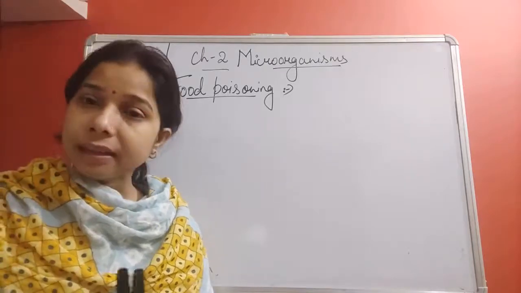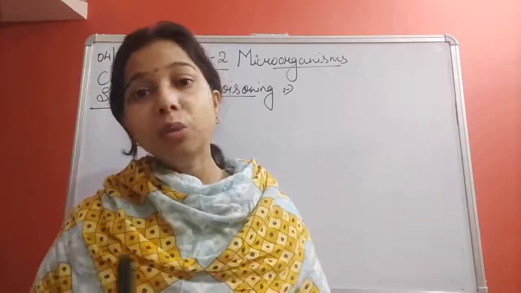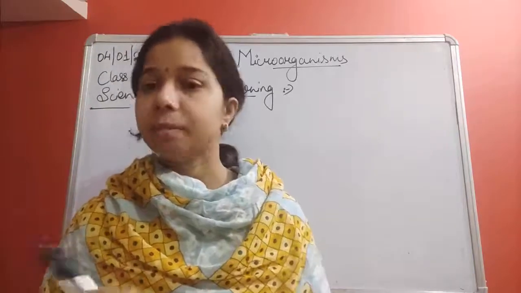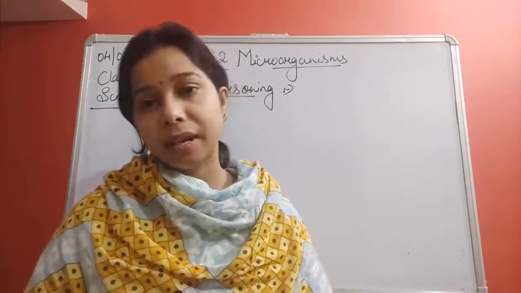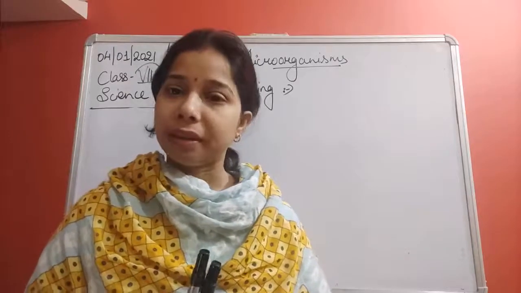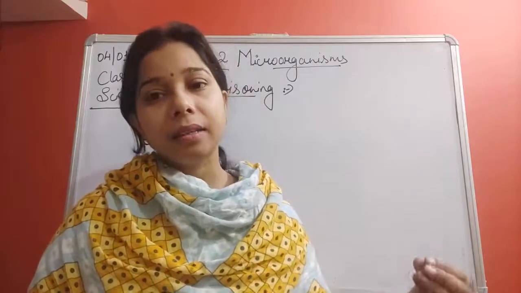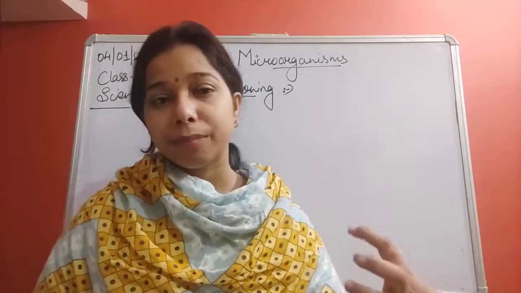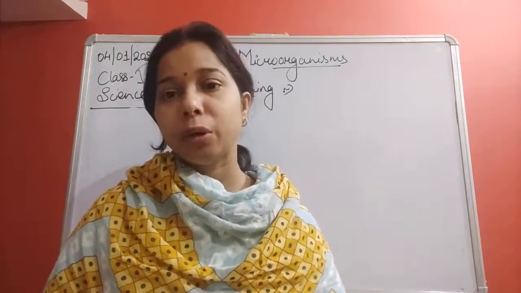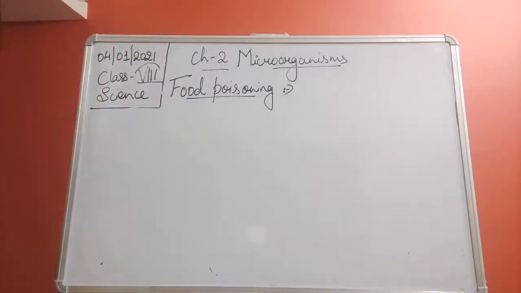So what does that indicate? How does the change in color, taste and smell occur? It basically occurs due to the attack of microorganisms. It is the microorganisms which spoil the food. Spoiling of the food occurs due to the attack of microorganisms.